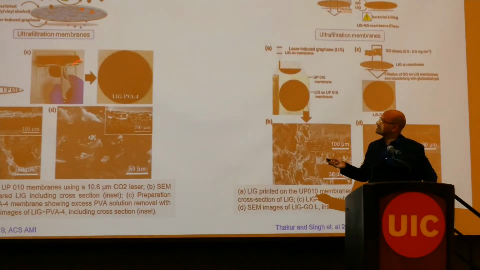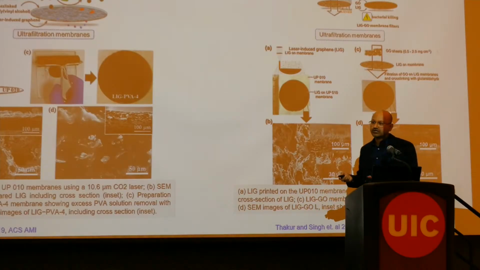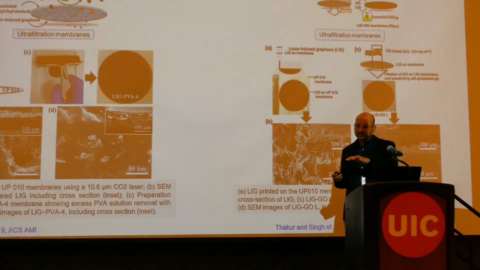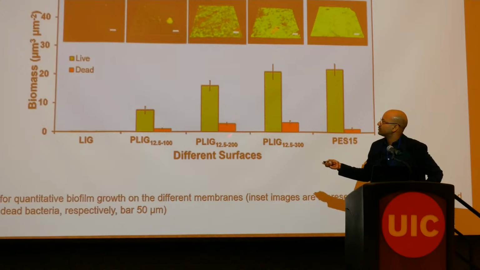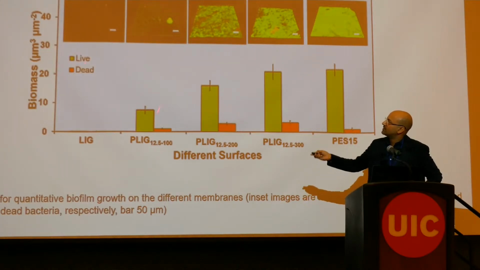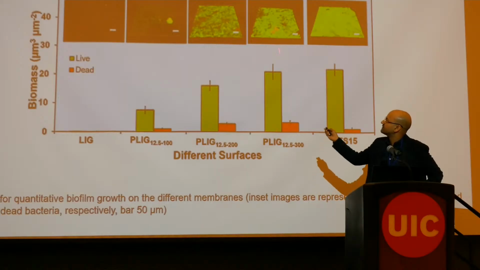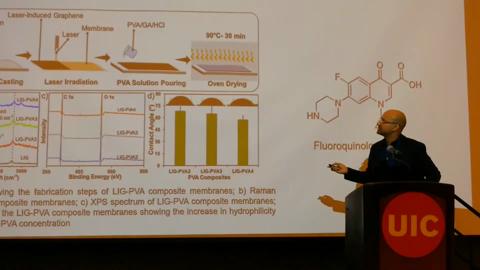We have demonstrated several ultrafiltration-based membranes. However, as I have already told, if you make additional modifications and destroy the texture, you will see more biofilm formation, and that's what we have shown. If you have normal laser graphene, there is no biofilm, but if you do more coating on the surface, you can show the biofilm growth. So you need to optimize other things when using these membranes.